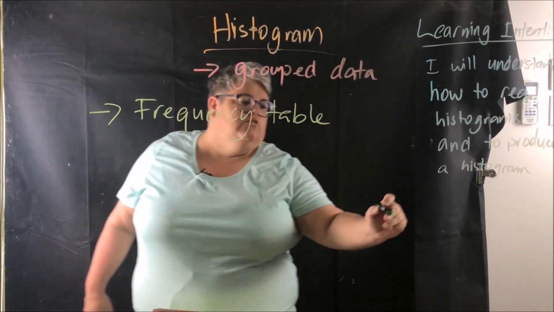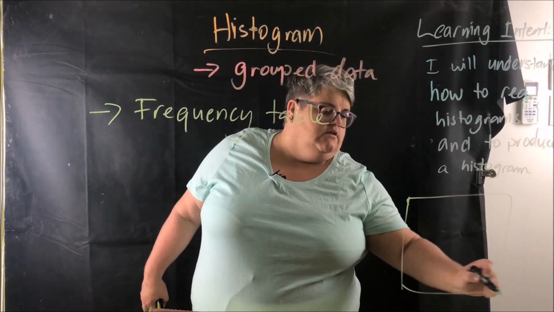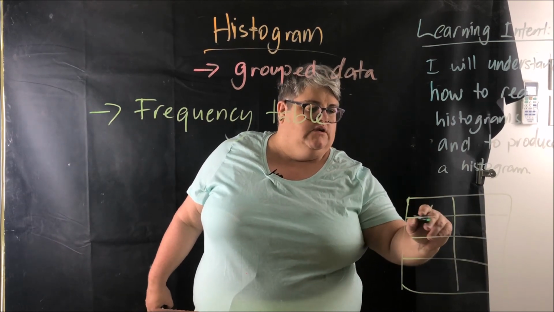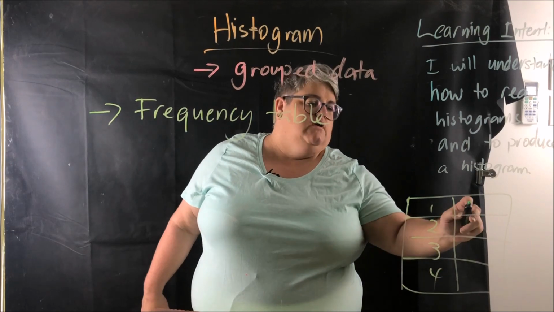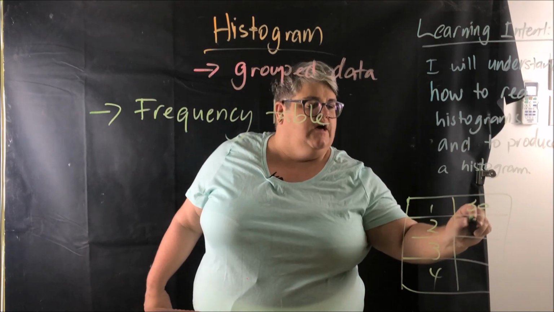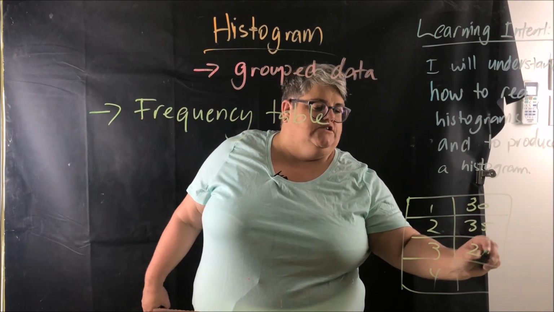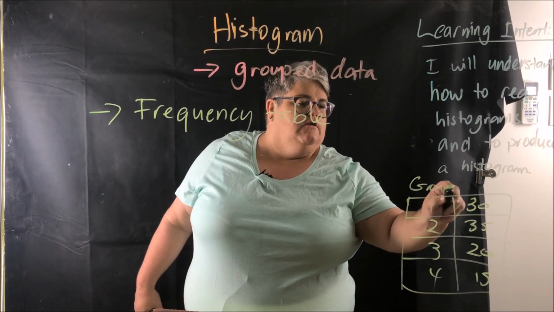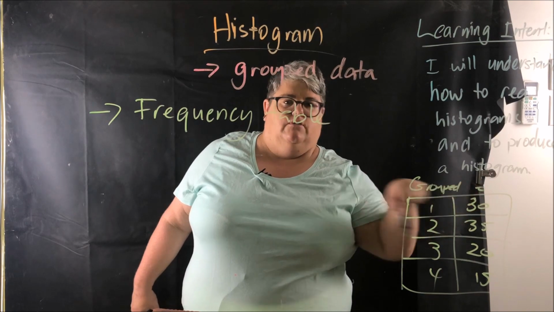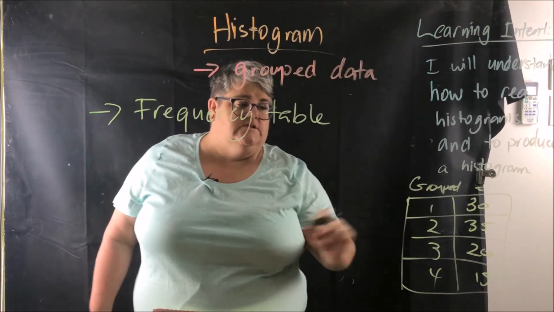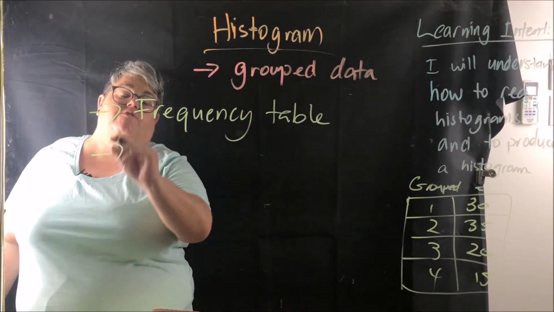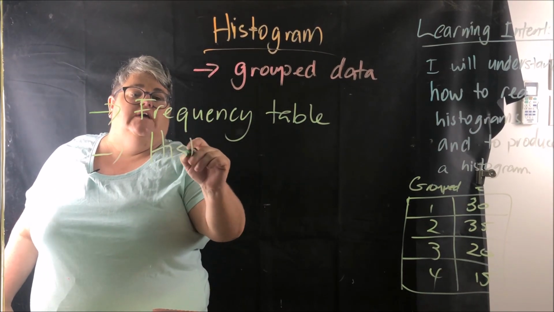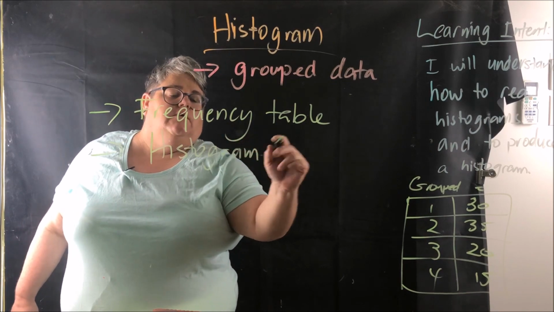So it basically looks like a table of information, might be 1, 2, 3, 4 groups, and we might have some data to do with each of those. So here's our groups, and this was our results. That's what a frequency table is. From our frequency table, we get our histogram graph.